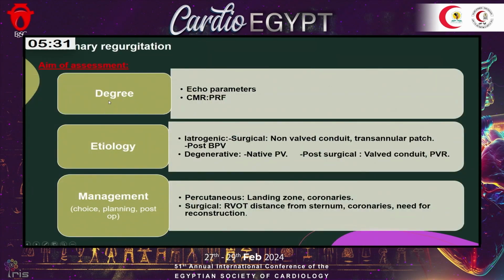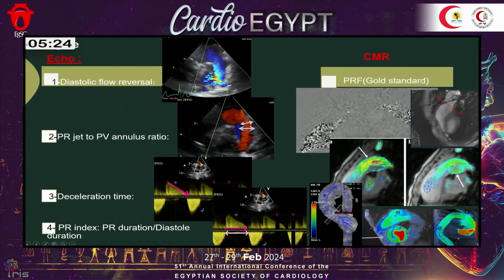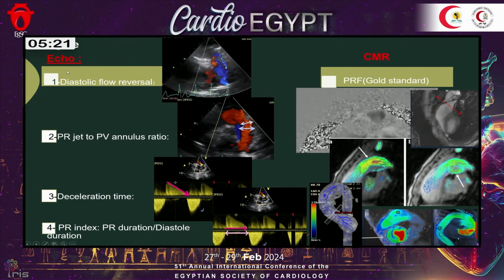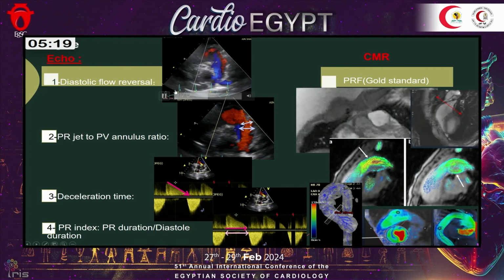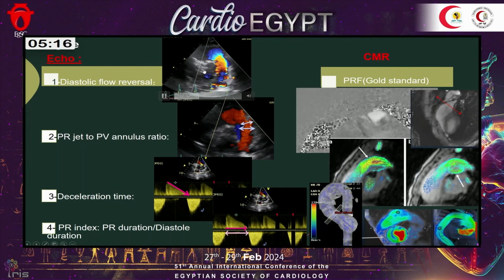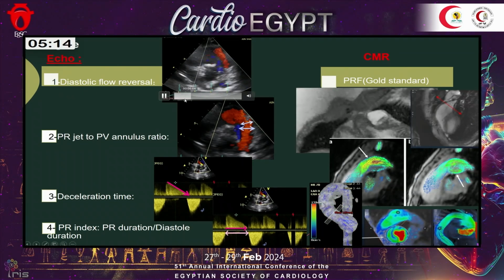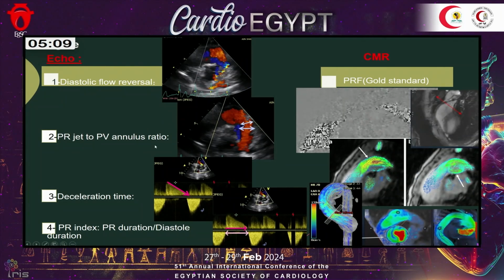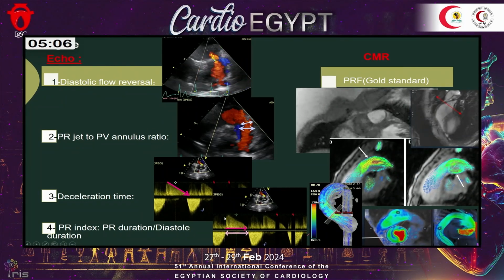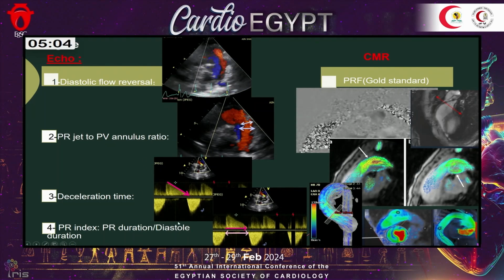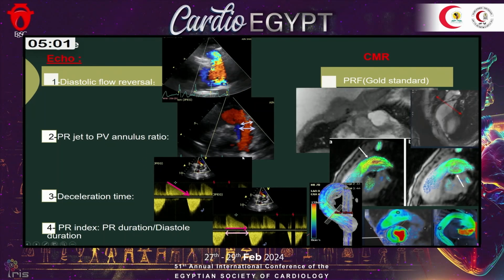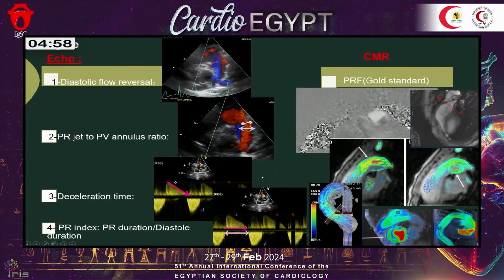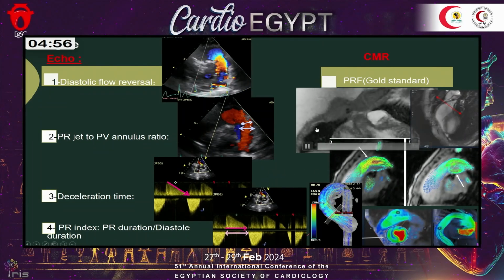Pulmonary regurgitation. The aim of assessment: the degree, the etiology, and the management, and we'll discuss each and every one of them. For the degree of pulmonary regurgitation, echo gives you a qualitative assessment by diastolic flow reversal, which is the main tool used in our practice. However, there are other quantitative measurements proposed, still under research for their accuracy in the assessment of pulmonary regurgitation.